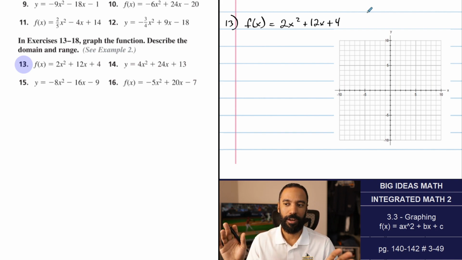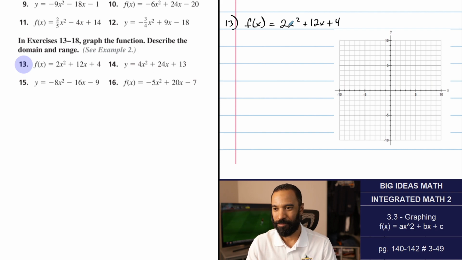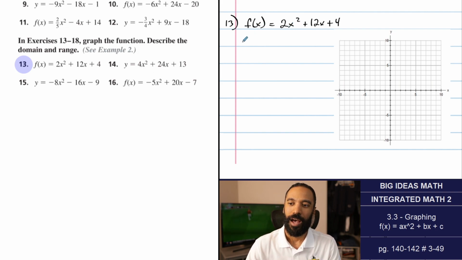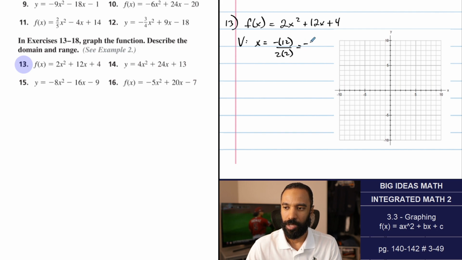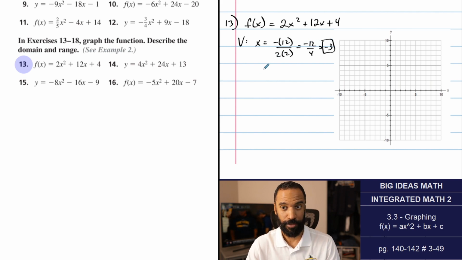Now, it's of no benefit to us to use a greatest common factor here. We're not doing anything like that. For the vertex, let's find the x value. The x value is going to be negative b over 2a. Negative 12 over 4, which is negative 3. There's the x value of your vertex.